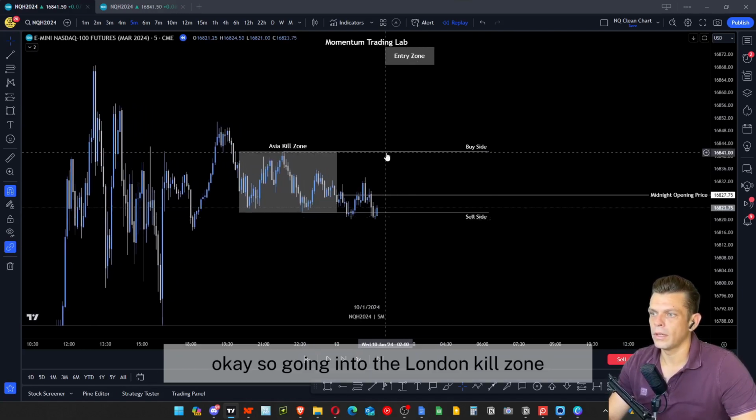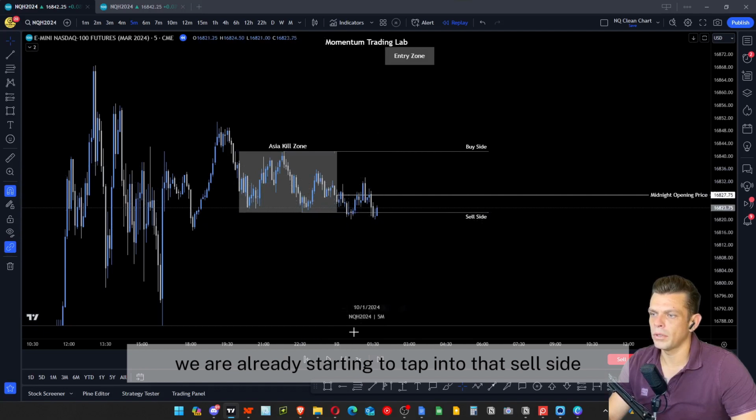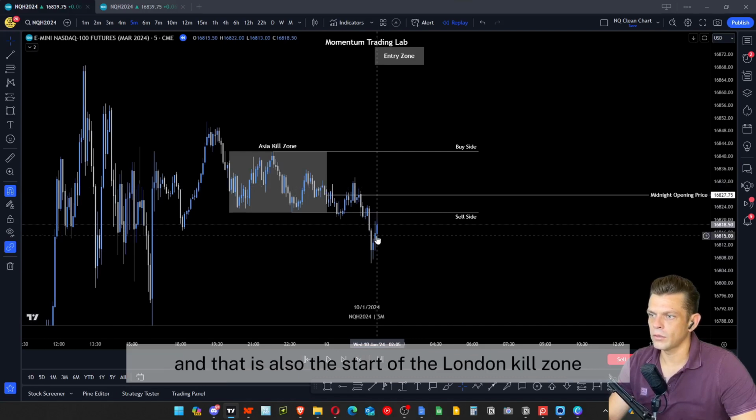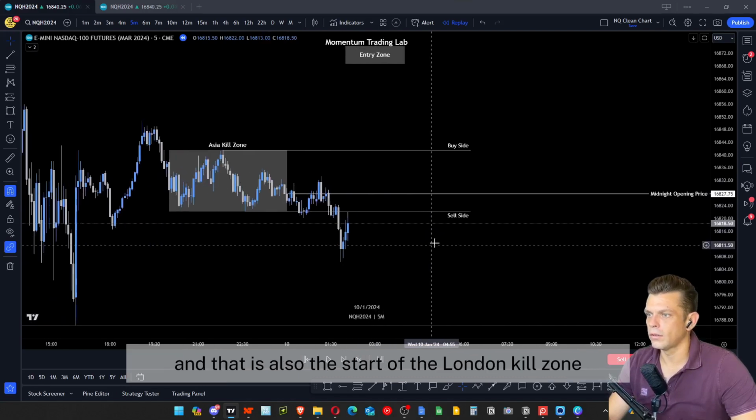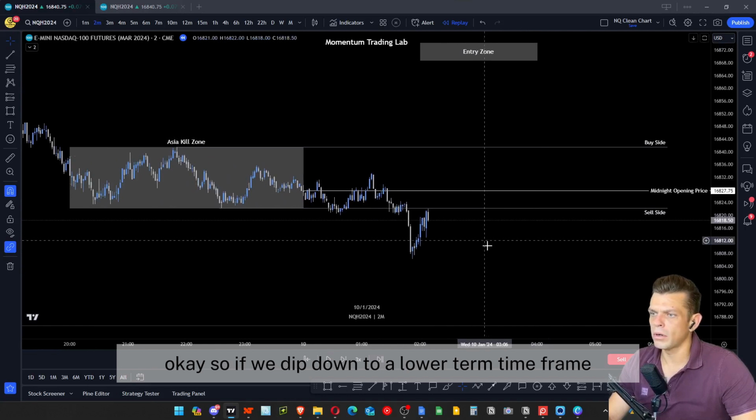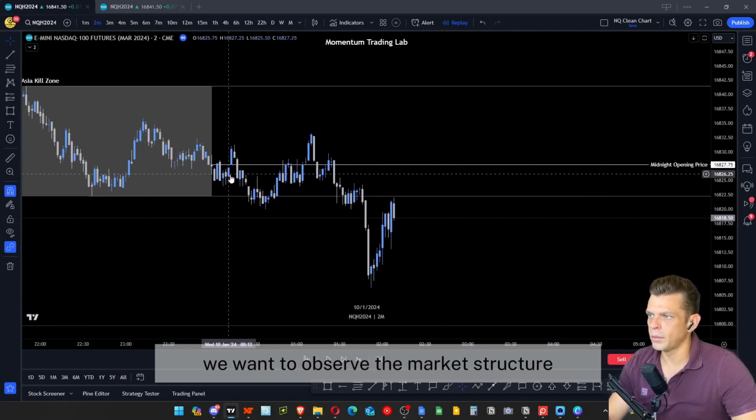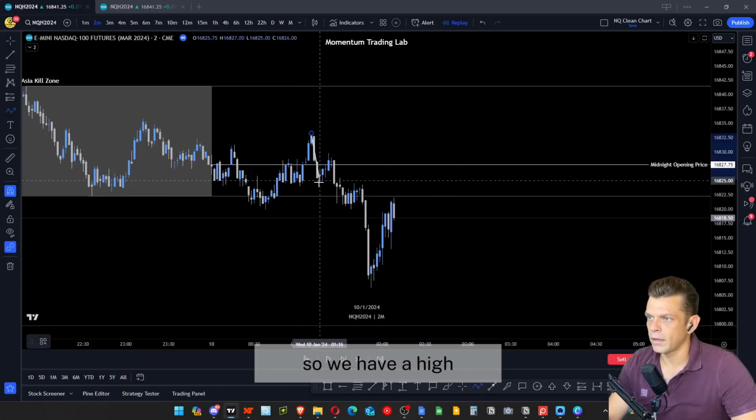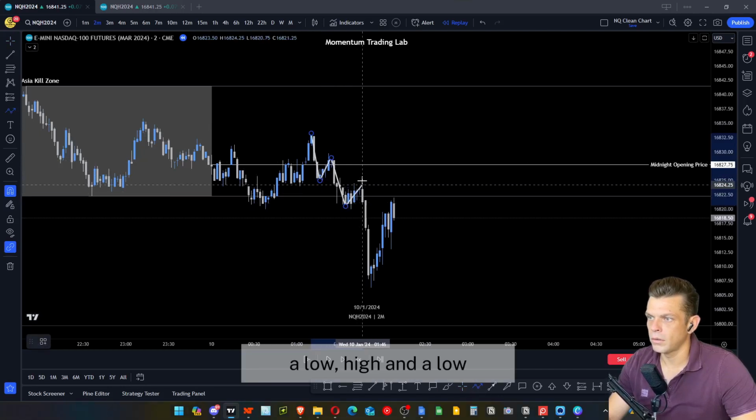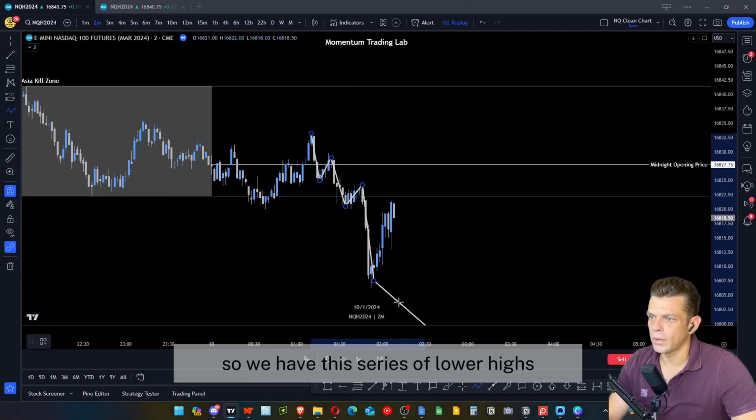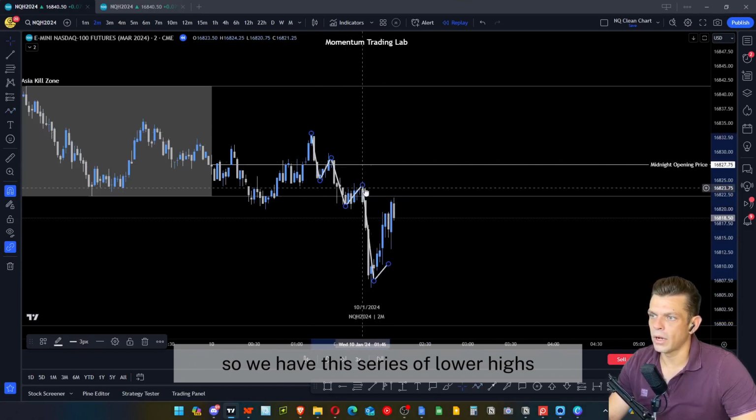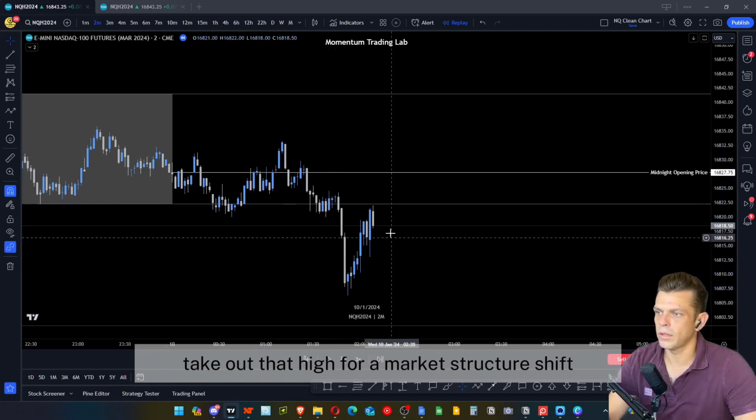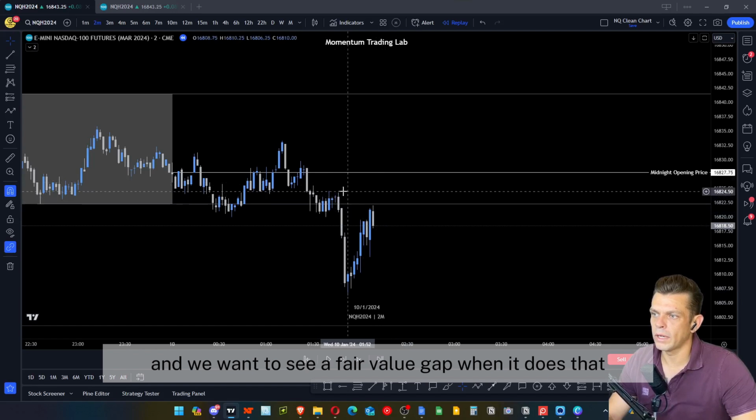Okay, so going into the London kill zone, we are already starting to tap into that sell side liquidity. Right there it starts to dig into it, and that is also the start of the London kill zone. Okay, so if we dip down to a lower time frame, we want to observe the market structure. Right here we have a bearish market structure, right? We have a high, a low, a high, a low, a high, and a low, so we have this series of lower highs. We want to see price action take out that high for a market structure shift, and we want to see a fair value gap when it does that.